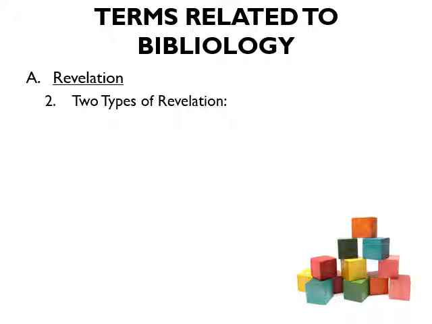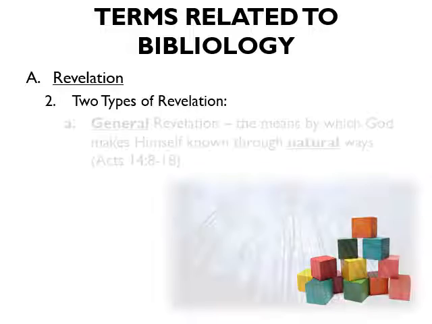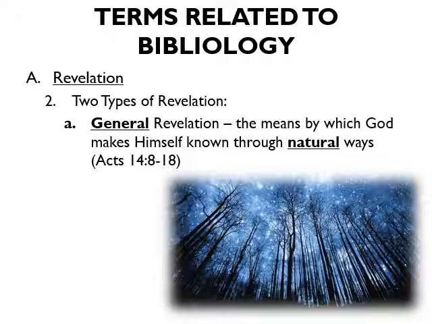There are 2 types of revelation. The first one, letter A, is called general revelation. General revelation is the means by which God makes himself known through natural ways. So this is an indirect means by which God reveals himself through other things.